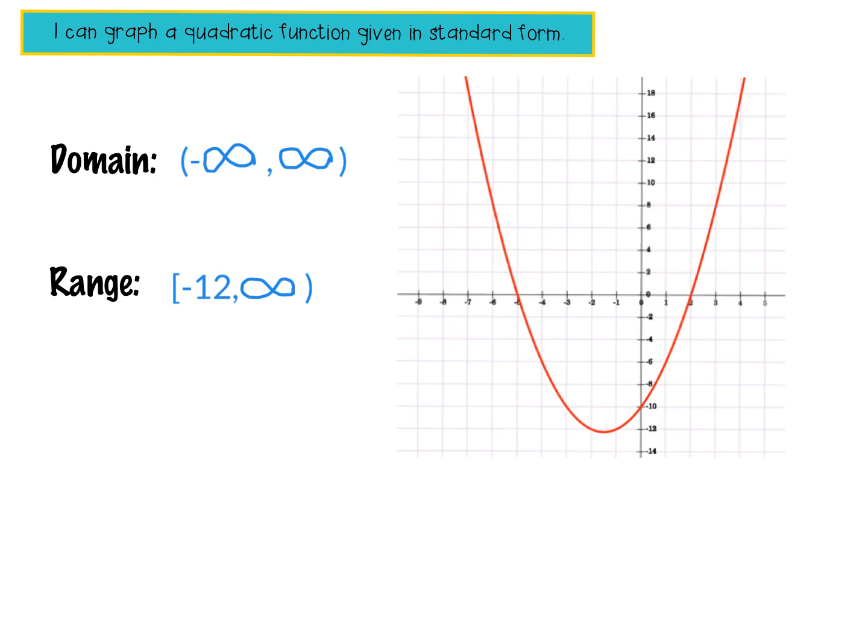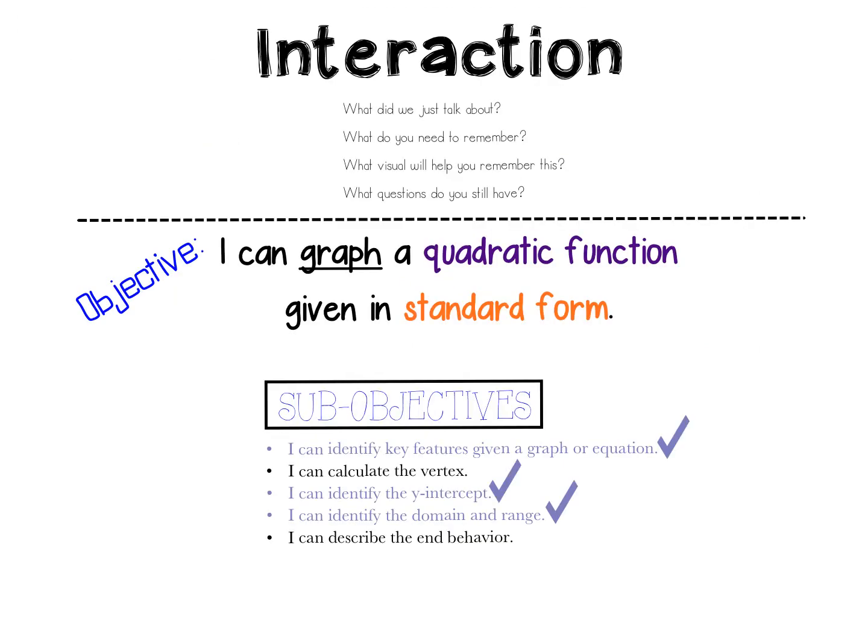All right, so hopefully you were able to pick out that the domain is negative infinity to positive infinity, because there is no value of x that I cannot put into the function, so all real numbers. But my range is going to go from 12, which it can be 12, so we have a bracket, all the way up to infinity. All right, so that was a quick review because we did really well with domain and range, so I can identify the domain and range.